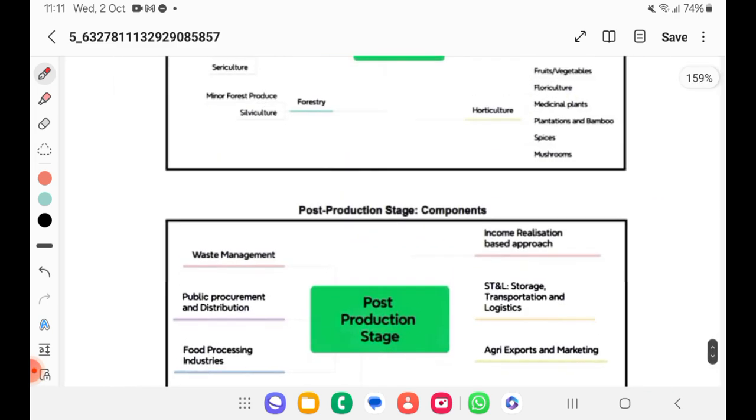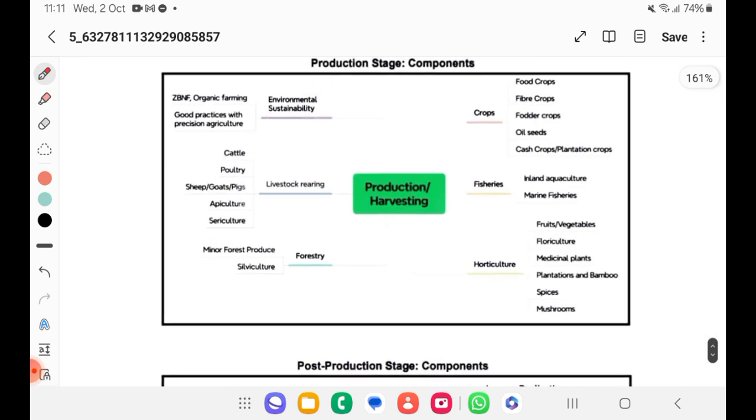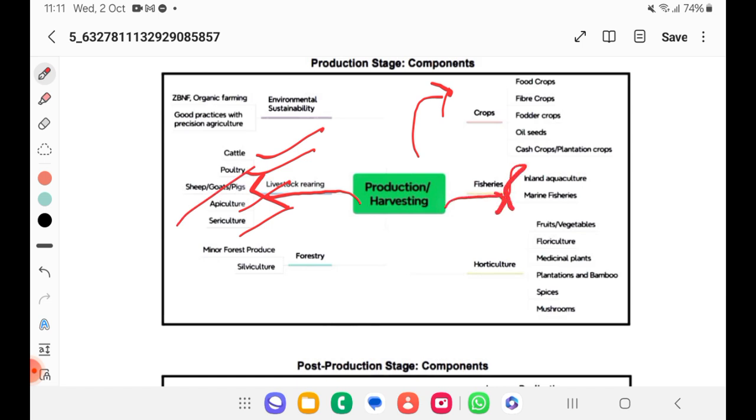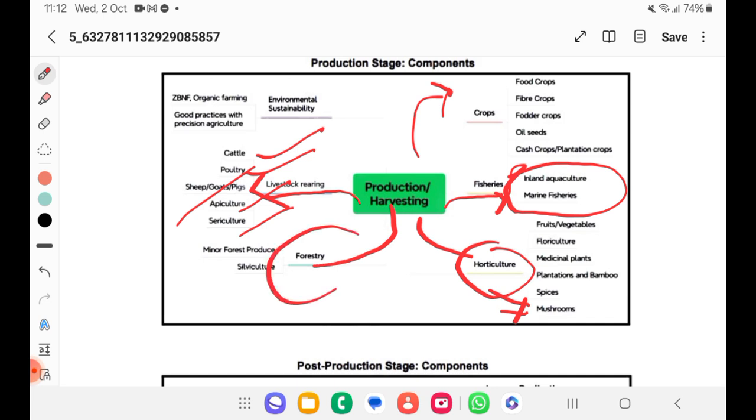Then during production or harvesting time, we should be focusing on what kind of crop we are growing, whether it is food crop, fiber, fodder, oil seeds or cash crops or plantation crops. Then livestock, we should be focusing on cattle, poultry, apiculture, sericulture, sheep, etc. Then in fisheries we have inland aquaculture and marine fisheries. Then horticulture related to fruits and vegetables, as well as flowers, medicinal plants, spices, mushroom, all these things.